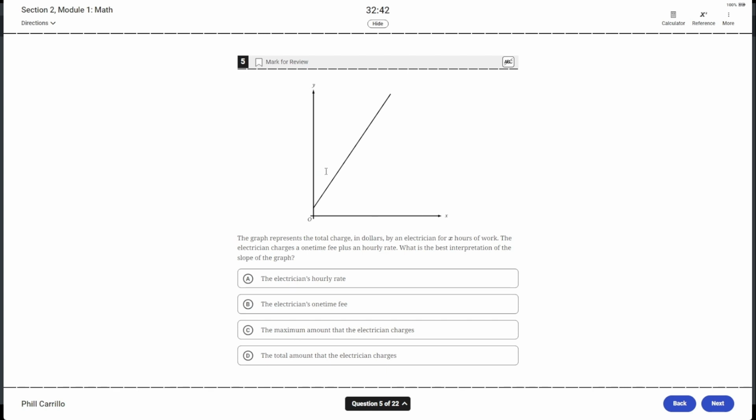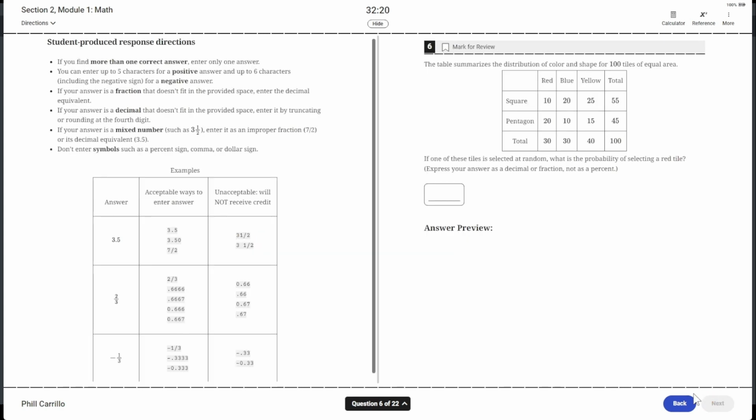Okay, this looks like a line. So this is like the initial fee. What is the question? They'll let you charge a one-time fee. Yeah, that's the one-time fee. Plus, what's the percent of the slope of the graph? That's his rate. Hourly rate, right? That's how much he charged per hour. The longer it takes, the more he makes, right? That's the rate.